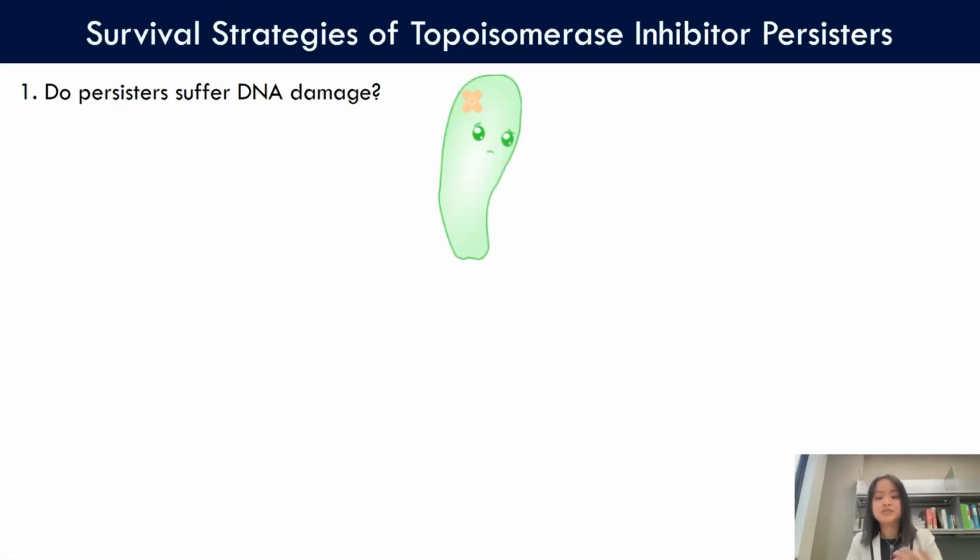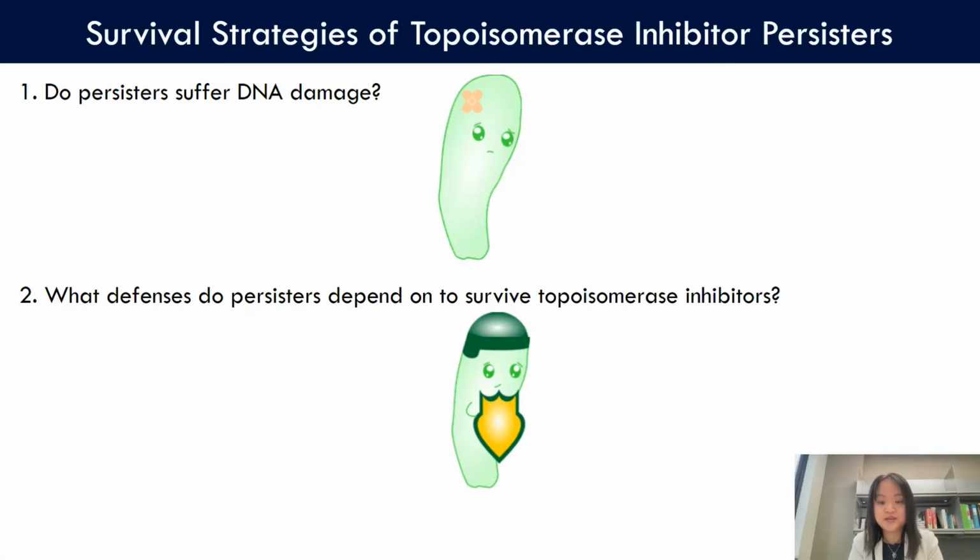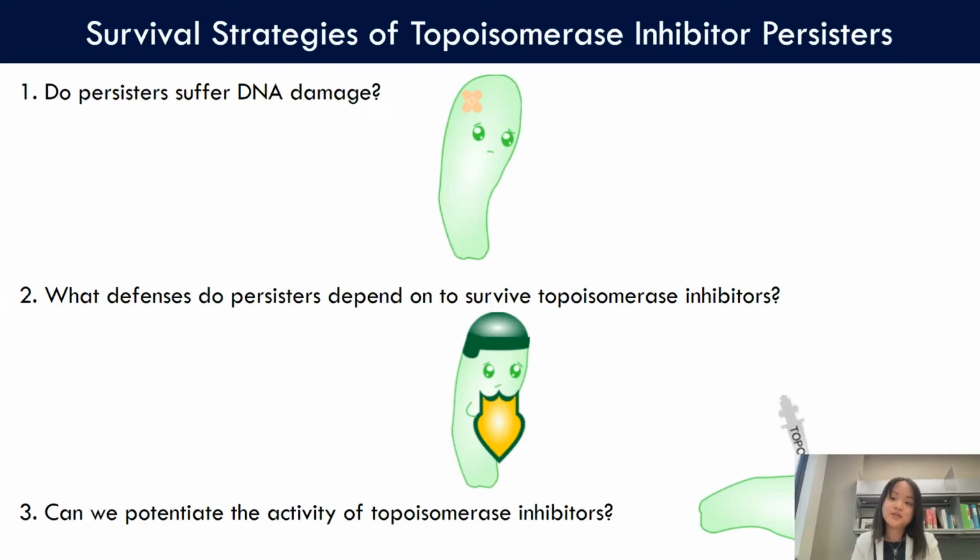So some of the questions that we set out to ask when we first designed this project include: we see that these persisters can survive treatment with lethal doses of these topoisomerase inhibitors. So do these persisters still suffer from DNA damage? What defenses do these persisters depend on to survive treatment with these topoisomerase inhibitors? And can we leverage what we learn about how they survive existing topoisomerase inhibitors to try to potentiate the activity and sensitize these persisters to new topoisomerase inhibitors that are in clinical development?